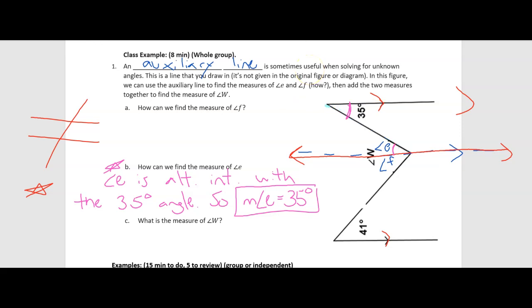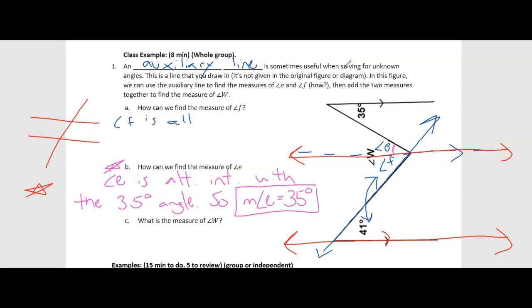So let me erase some of this. I will keep that red line though. And now look at this bottom parallel line. And my transversal changes, right? My transversal now becomes this line. So is there a relationship between angle F and the 41-degree angle? Is there a relationship between these two angles right here? And yes, there is. Same relationship as angle E and the 35-degree angle.